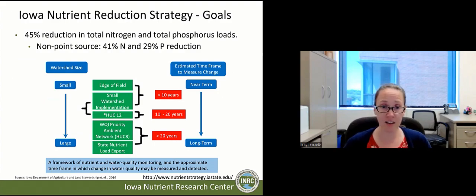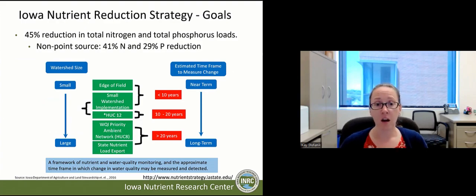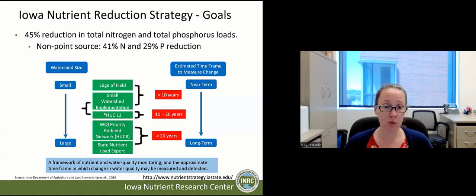So when we talk small scale, which you see on the left, as well as time frame, which is on the right in this graph or diagram, we should be seeing small scale changes in under 10 years. And then once we get to that 20 plus years, we'd see changes across the state in nutrient load export based on changes that we make by implementing practices.